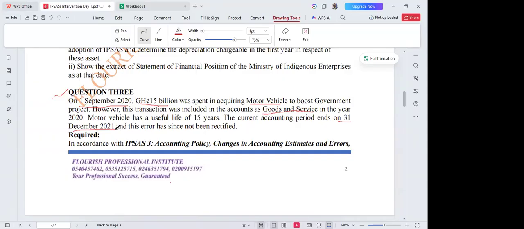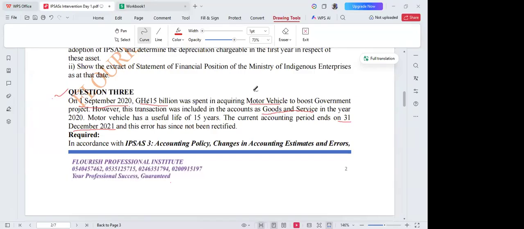Since it's a prior period, how do we go about it? Anyone to share his thoughts? How are we going to account for this error? If it's a prior period, how are you going to go about it? Yes, go ahead. The change will be done retrospectively. Okay, we call that retrospective restatement. That's good. So we do the change retrospectively.